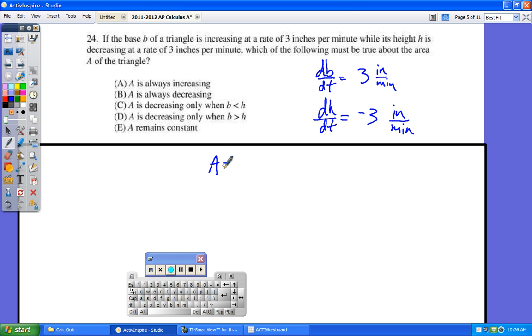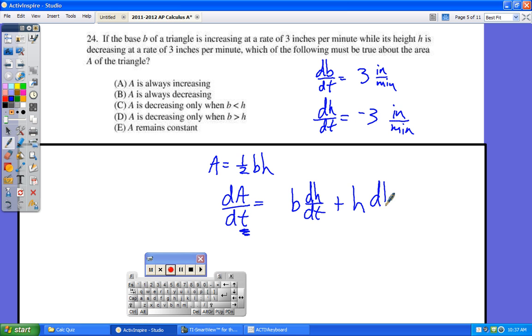So we're going to see the area, and we know the equation is 1/2 times base times height, and we're going to try to find its derivative, because all of these are saying how it's changing. And this is a product again, so it's first times the derivative of the second. Remember, we're in terms of t, so all these are dH/dt's or dB/dt's, plus the second times the derivative of the first.